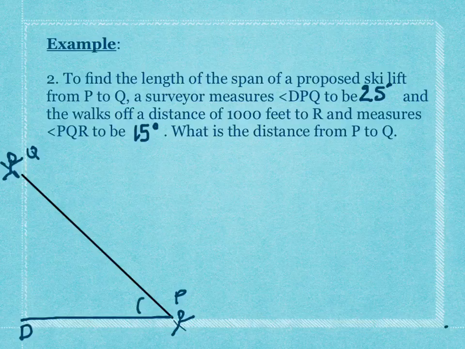Here's my 25 degrees. Most of the ones you deal with that use letters actually have pictures in your book, okay? And this one actually did too. So we have a 25-degree angle. He walks a distance of 1,000 feet to R. Again, you're going to have to take my word for it that the picture is supposed to look like this a little bit. Here's my 1,000 feet. He stops right here. And here's R. And we got 1,000 feet here. And then he measures this angle PQR.